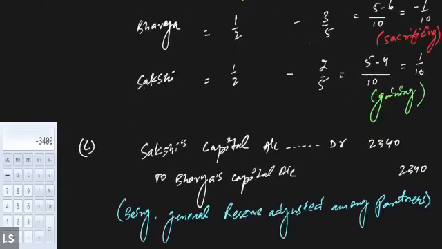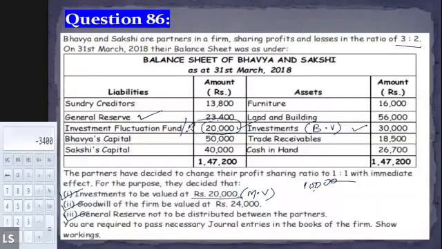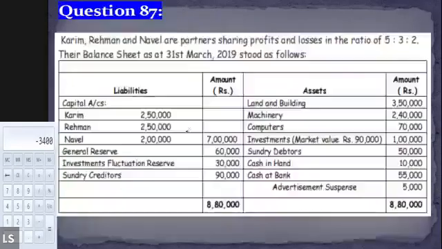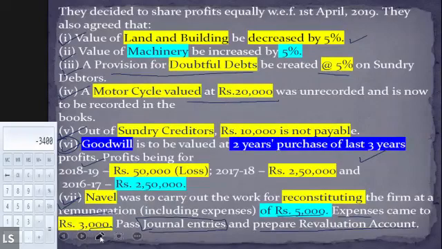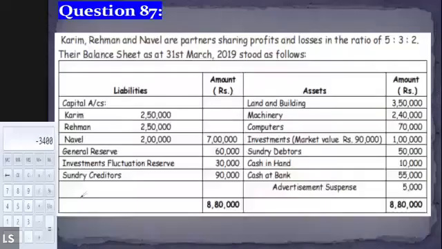Okay. So now let's talk about the next question. Question number 87. It is a little lengthy question, as it contains so many additional pieces of information. So starting with, first of all, it says that Kareem, Rahman and Naval are partners sharing profit and losses in the ratio of 5:3:2. So their old PSR is given.